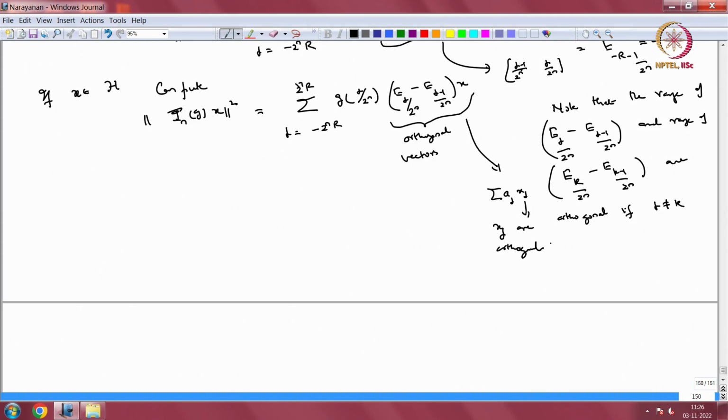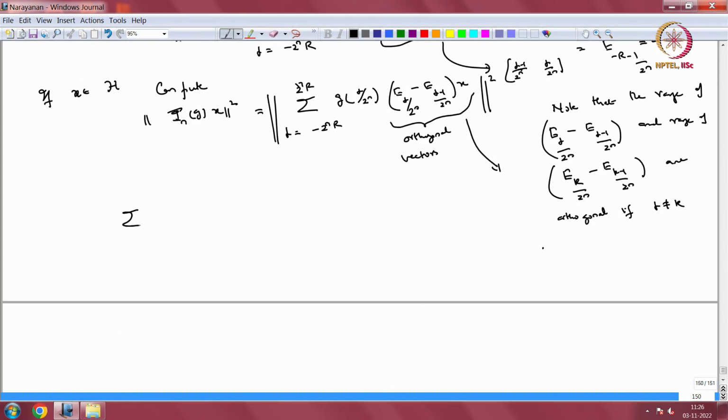So, if I take a linear combination of vectors which are orthogonal, it is easy to compute the norm square of that. So, let us do that. I am looking at the norm square of this. Since they are orthogonal to each other, I can write this as... let me write one more step so that this is clear.